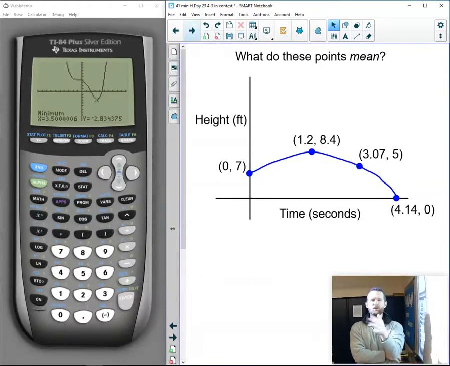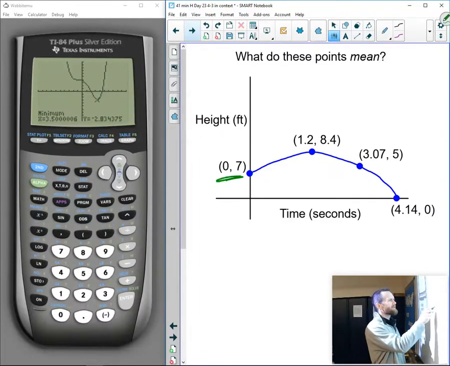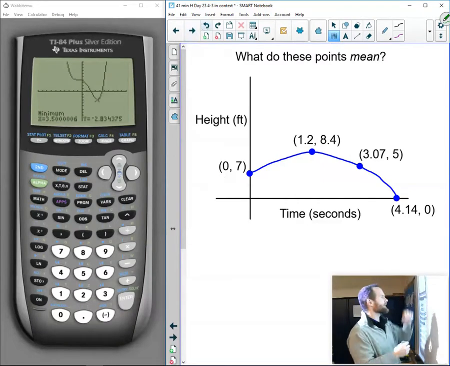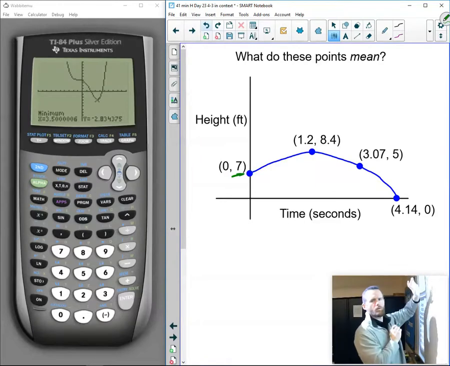All right, so what do these points actually mean? We've got a few ordered pairs here. We've got (0, 7), (1.2, 8.4), (3.075, 5), and (4.14, 0). So what's going on with these points? Let's go from left to right. This point, (0, 7), essentially means the x value is 0, and that will give us a y value of 7.